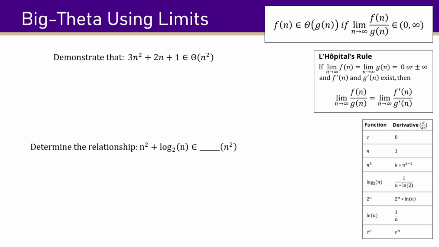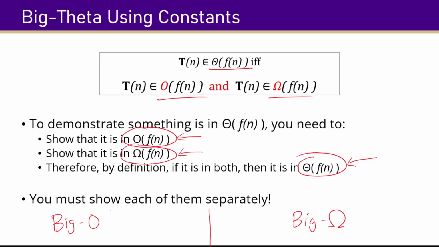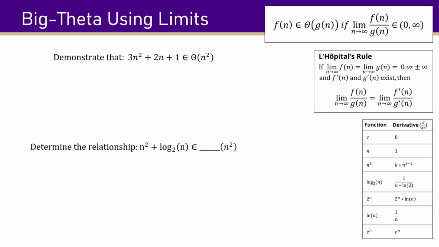So I'm not going to do that, but basically you need to set up both big O and big omega and demonstrate two problems essentially. However, it's much easier to use the limit definition for big theta because we don't need to do two problems. We can just work out one and check if it's in this range. So if we don't tell you which method you need to use, I recommend just using the limit definition because it's much more straightforward, it's much faster.